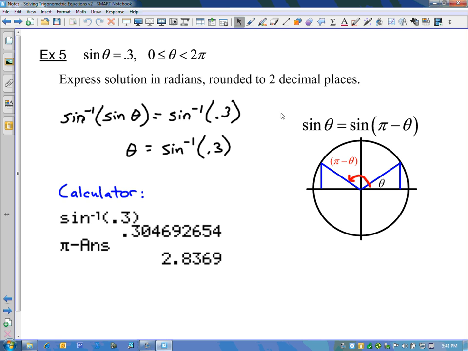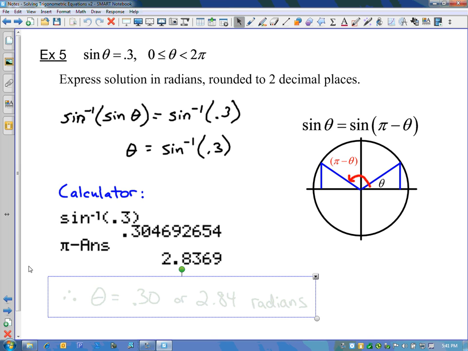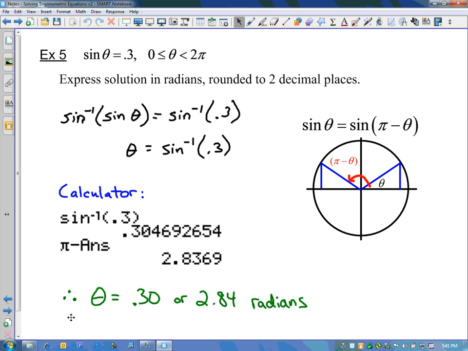But of course we're not done yet. We have to answer the question being asked, which means we need to round this to 2 decimal places. So therefore, theta is going to be equal to 0.30 or 2.84 radians. Make sure you round it properly.